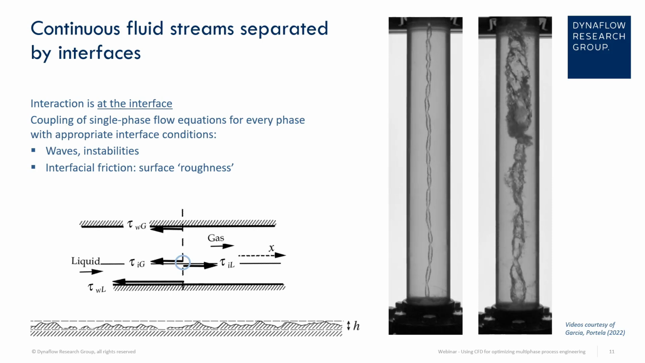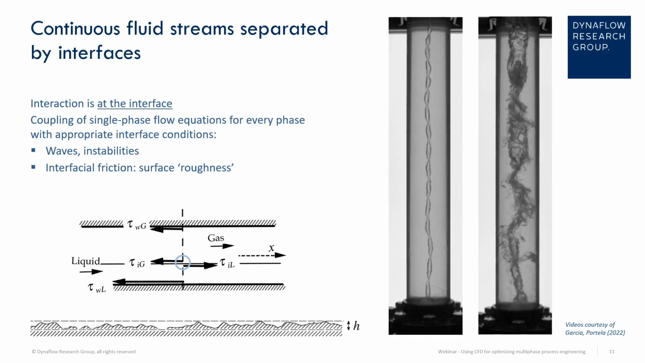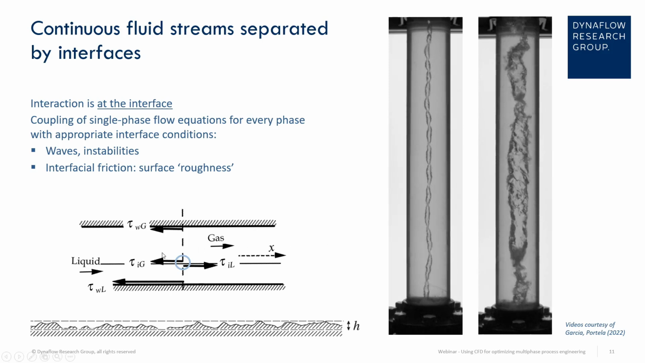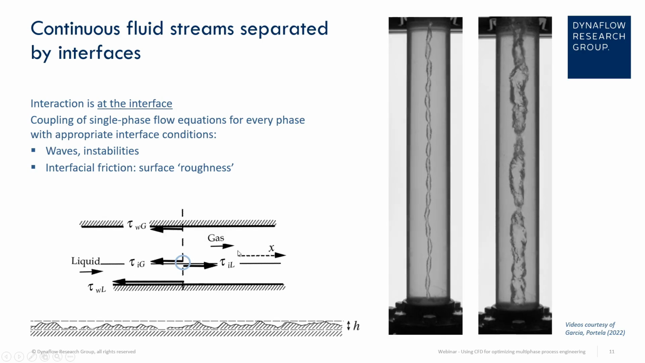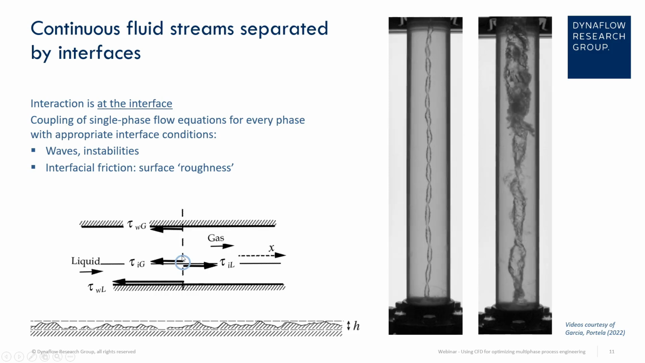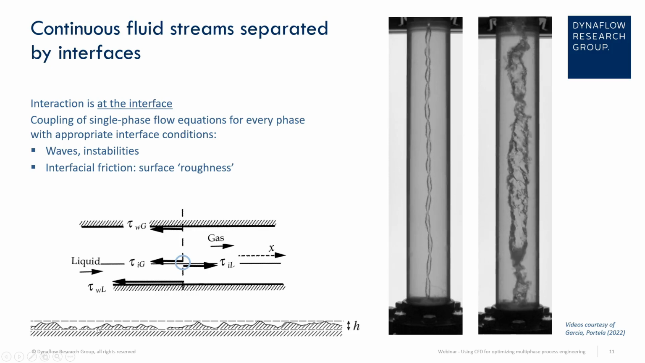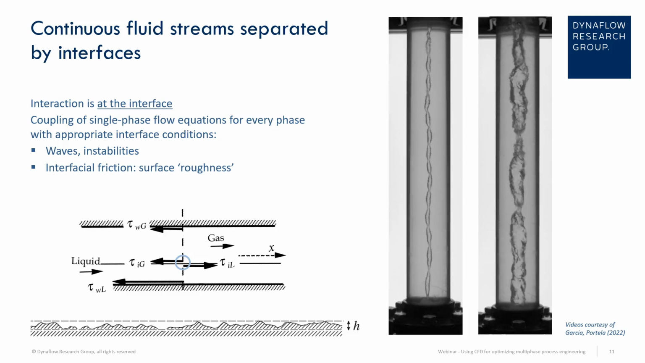Still, these interface conditions can be quite intricate, because if you have, for instance, a gas flowing over a liquid, the gas tends to have a much higher velocity, and you develop friction at the interface, which you need to model. Usually this is modeled as an effective roughness, but this friction at the interface generates waves, and if the waves get too big, then you can also generate instabilities. The videos on the right show this well.